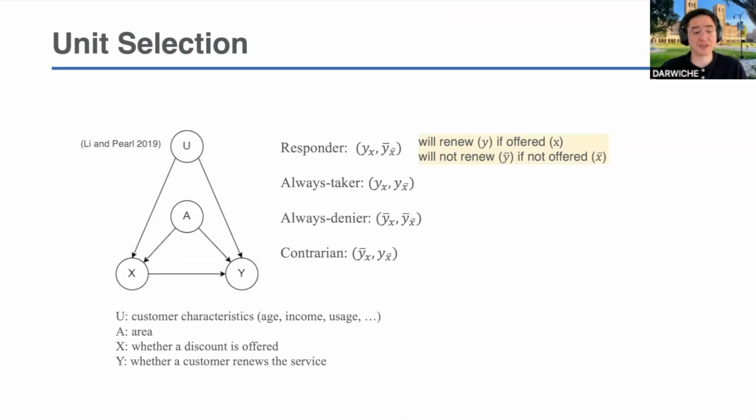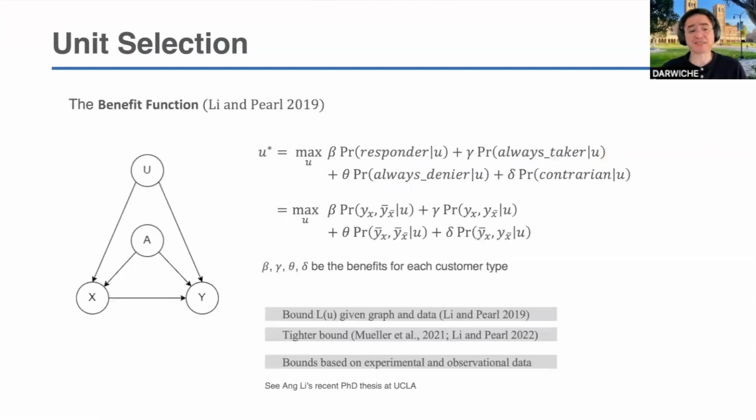In fact, in this work, Lee and Pearl went ahead and defined something that they call the benefit function. I'm trying to find customers to go after. So they use this expression, which says, what's the probability that this particular customer is a responder? What's the probability that they are a contrarian? These coefficients are things you choose, and that's basically an example of a causal objective function. And the goal here is to choose U that maximizes this expression. I'm after optimizing that expression. I'm after customers who will optimize this expression.